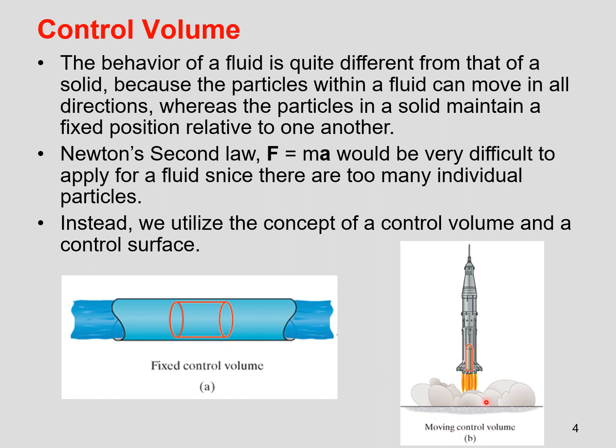Part B here shows what's known as a moving control volume. So if you have a rocket flying, obviously you have particles being ejected from inside the little red area. So here we're going to make our control volume this little red area, and so you have particles coming out. This red area physically moves with the rocket, whereas in part A it's fixed, it doesn't move at all, it's attached to the pipe.